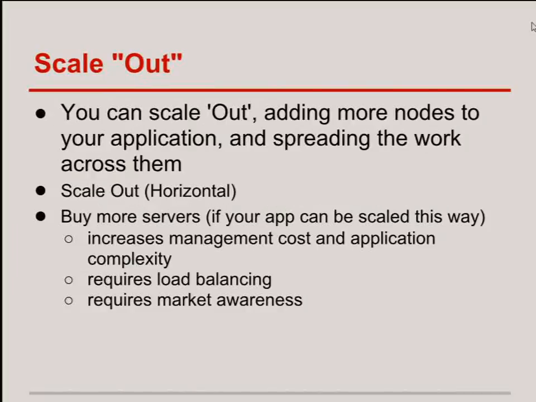Or you can scale out, which is mostly what we do. More nodes, spreading the work out, and this also lets you handle failure a little better. So you just buy more servers, although it depends if your app can actually scale that way, right? Some apps only use one processor on one server, so they're not even taking advantage of the scale you have on a single system. So it doesn't always help, but most of the time it works.